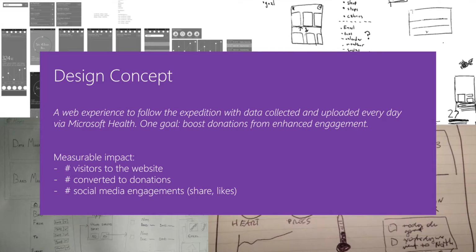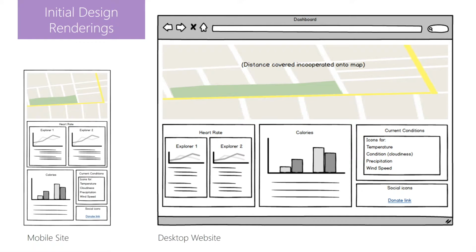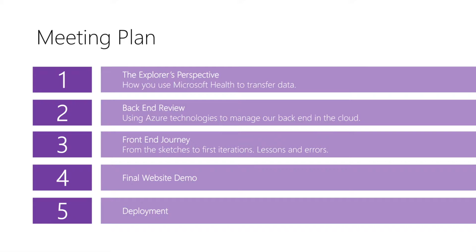And we wanted to measure success. Success is converted visitors to donors. So we wanted to measure how many donors, how many visitors, and how much engagement we had on the page. Today, we're going to go through a little bit of the renderings, but mainly the explorer's perspective, backend, and then front-end, and then I'm going to come back with the demo of the website and the deployment. Lukmaan is going to kick off with the explorer perspective.